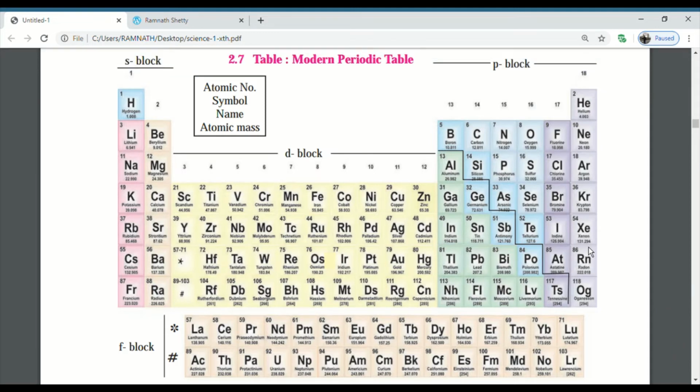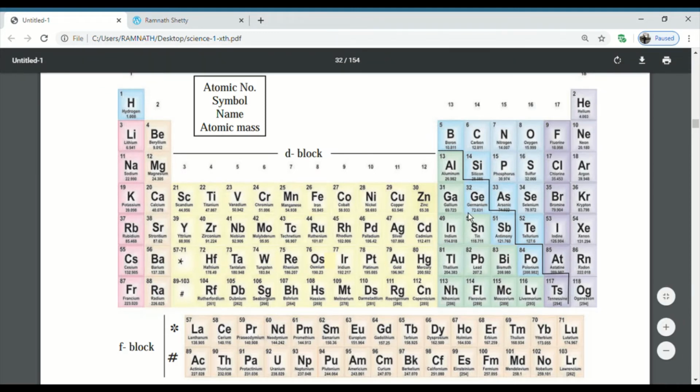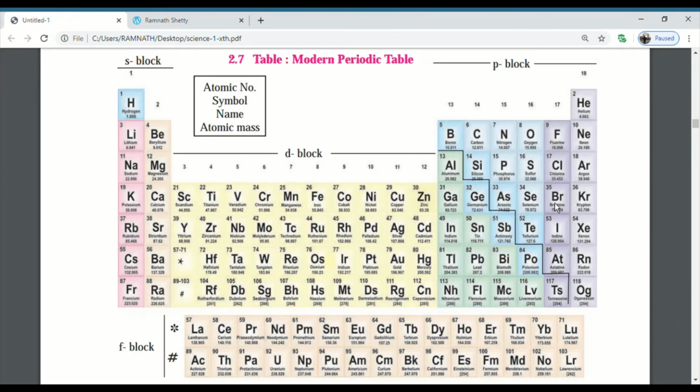And as you move from the left to the right, you can see that there is a transition of the properties, that is the metallic properties, and this zigzag line indicates that yes, there is a transition. And so around this zigzag line you will find the elements to have in-between properties, that is they are neither metals nor non-metals, or we can say that they are both, that is they are the metalloids.